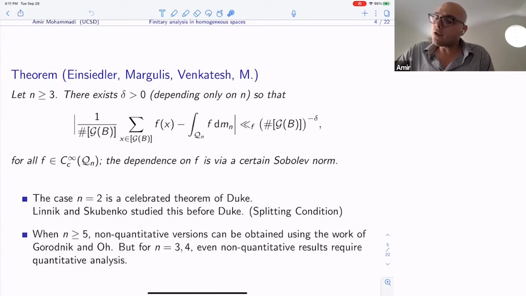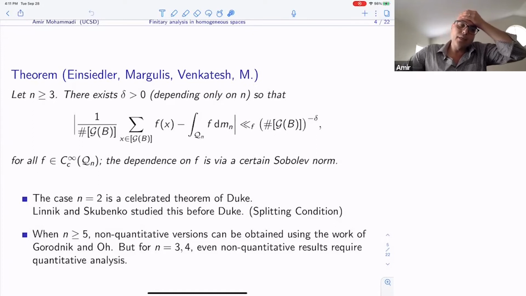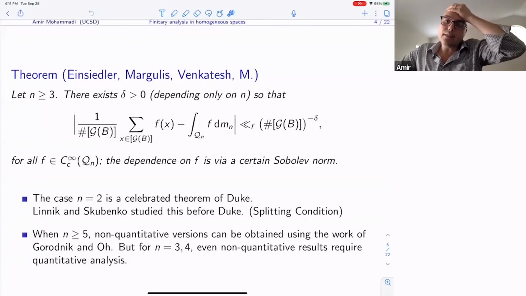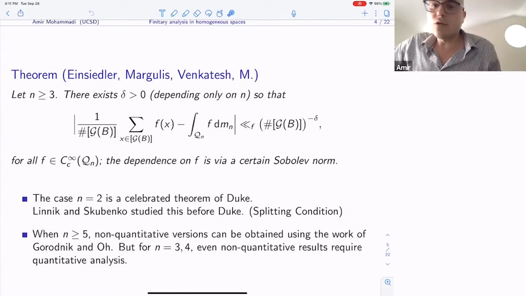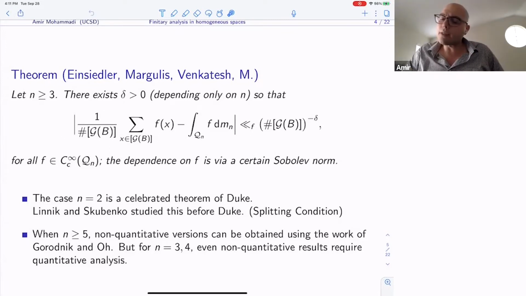If you don't care about the rate, and you're content with just the fact that this sum goes to that integral without any rate, and the dimension is bigger than or equal to 5, then this can be proved using softer techniques. There is work of Ratner and others that you can use to prove this. But in dimensions 3 and 4, even if you don't care about the rate and you just want equidistribution in a qualitative form, there is no other way to go about this unless you assume some sort of splitting condition, similar to what Linnik and Skubenko had.